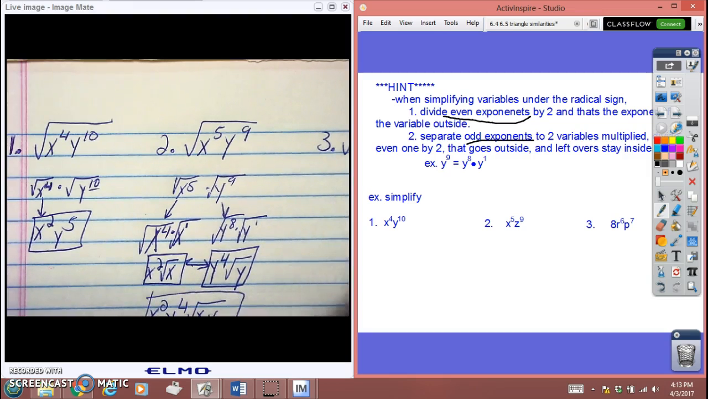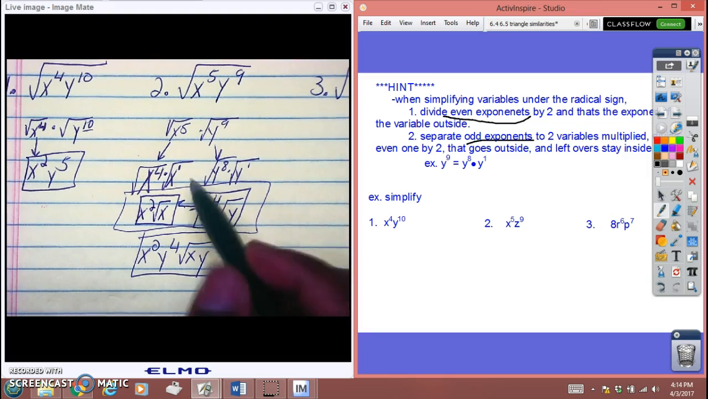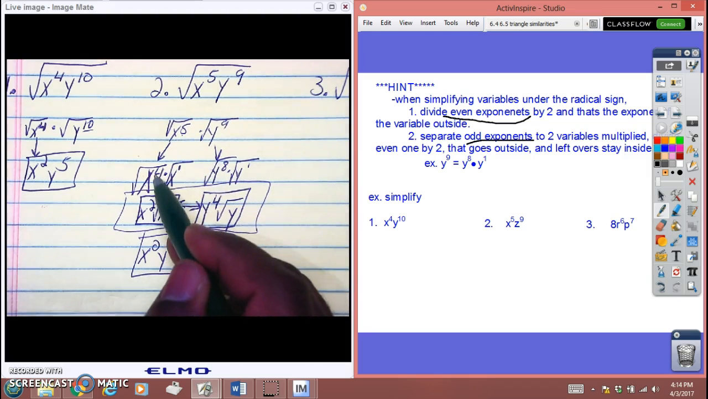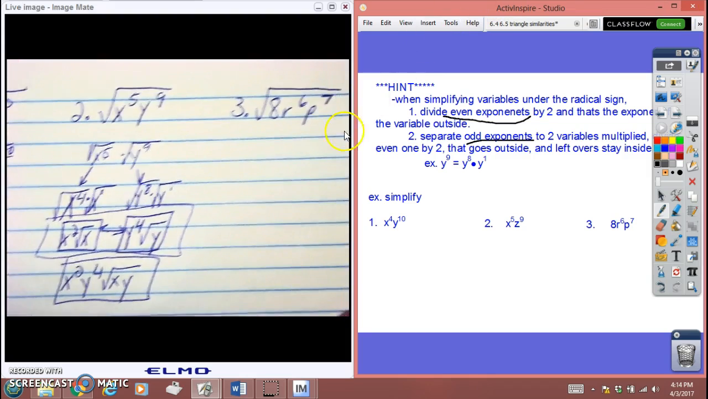So I may have thrown you off at this stage by boxing those in, because those are not technically the answer. The answer is when you put them both together. I just kind of got ahead of myself and boxed those in. But actually I took this x to the 5th, broke it down by itself, y to the 9th, broke it down by itself. Let's keep going.